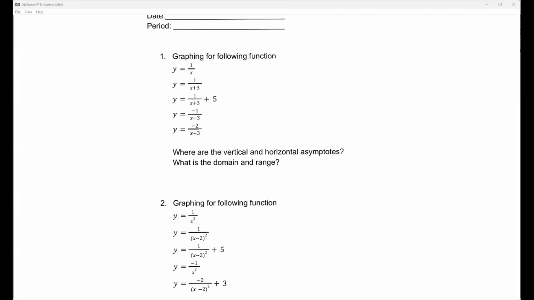Right, here we go. So let's share the screen. Where am I at? All right.